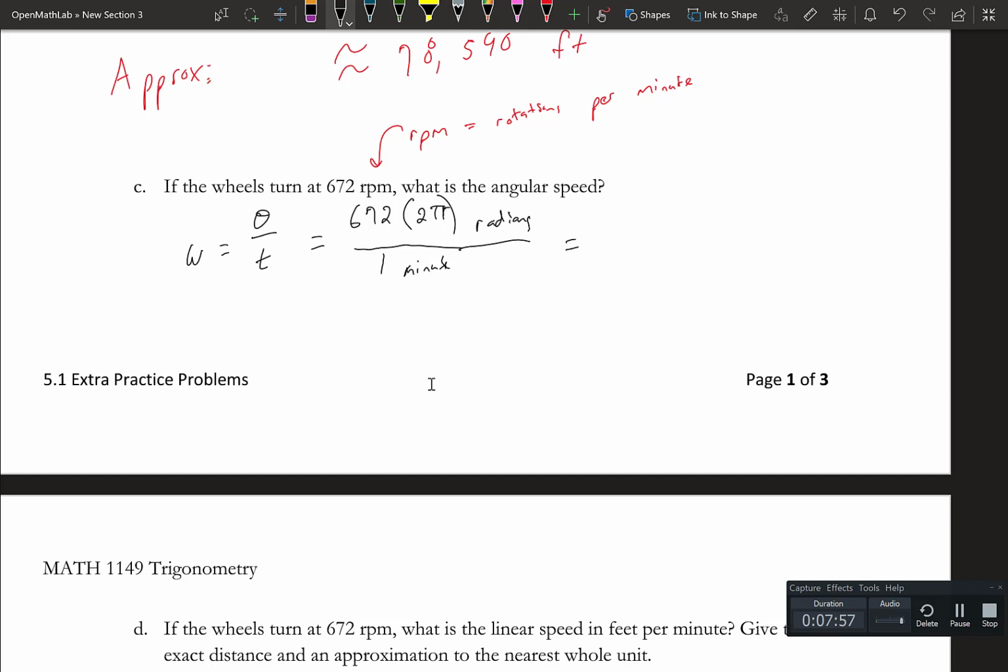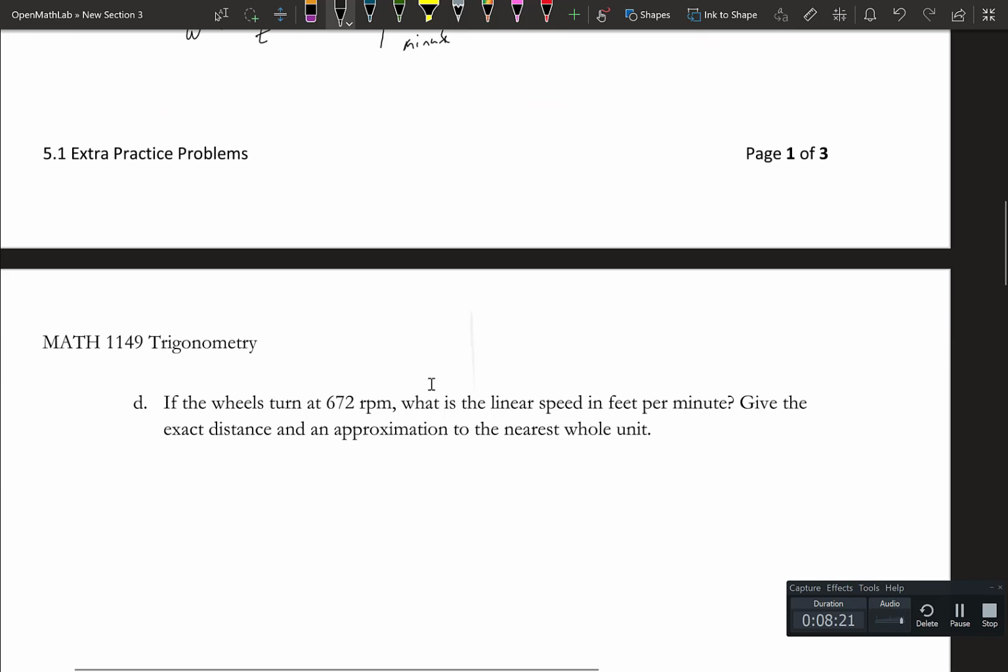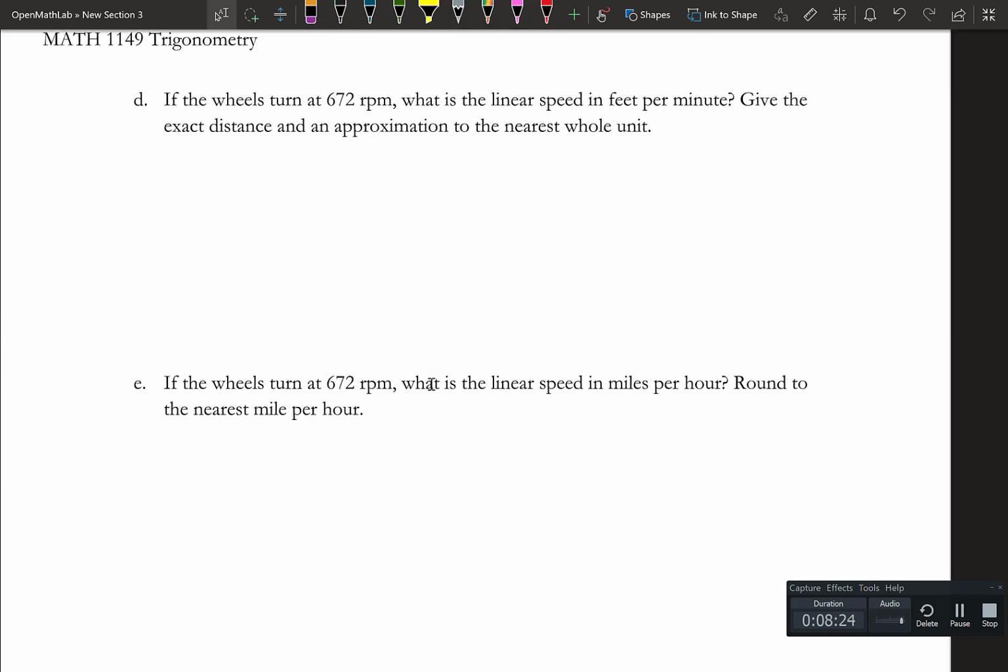So then, simplifying this becomes 1,344 pi per minute, right? So that's the angular speed. Remember, angular speed should always have units like degrees per minute or radians per minute, whereas linear speed is like feet per minute, some distance per minute. So then part D says if the wheels turn at 672 rotations per minute, what is the linear speed in feet per minute? Give the exact distance and an approximation to the nearest whole unit.